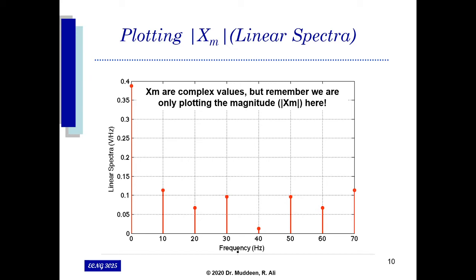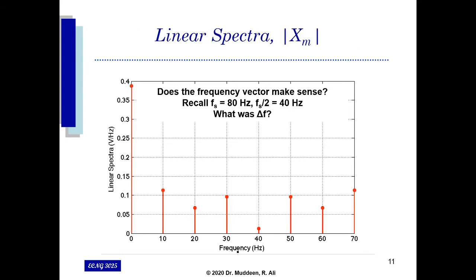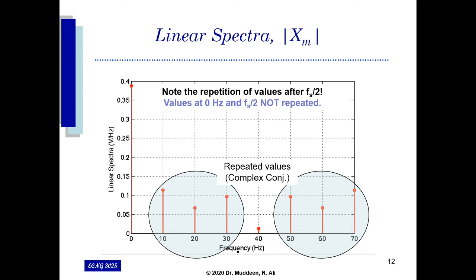So we only obtain the magnitude values here for each one of the frequencies. And the frequency vector makes sense because half of the sample frequency was 40 vectors and delta f was set to 10 Hz. If we observe the shaded parts here, we can see that they're repeated about the center frequency, which is fs divided by 2, and the DC frequency, which is at 0 Hz, is a unique independent variable accordingly.